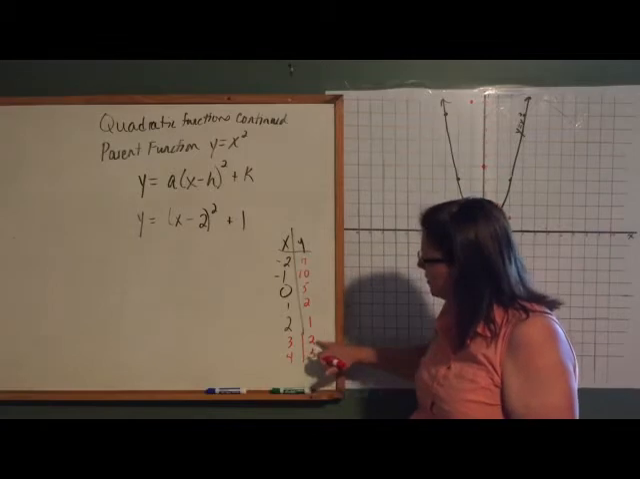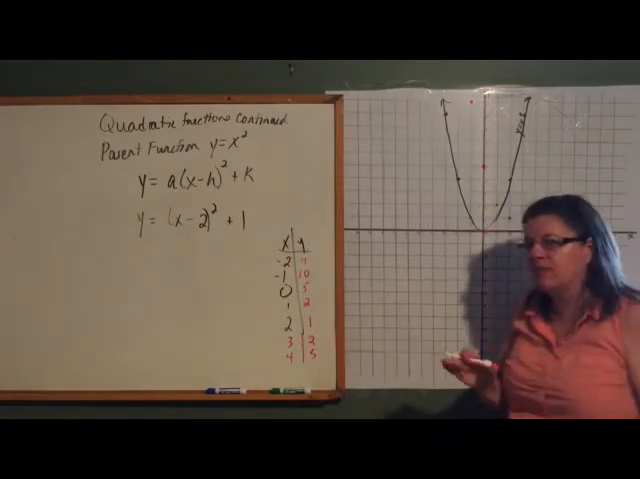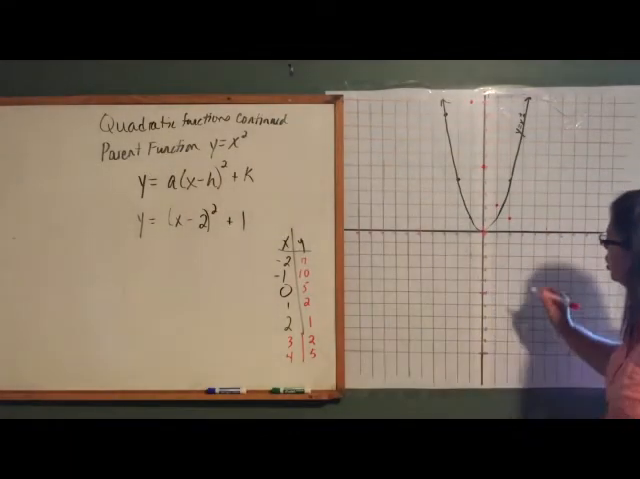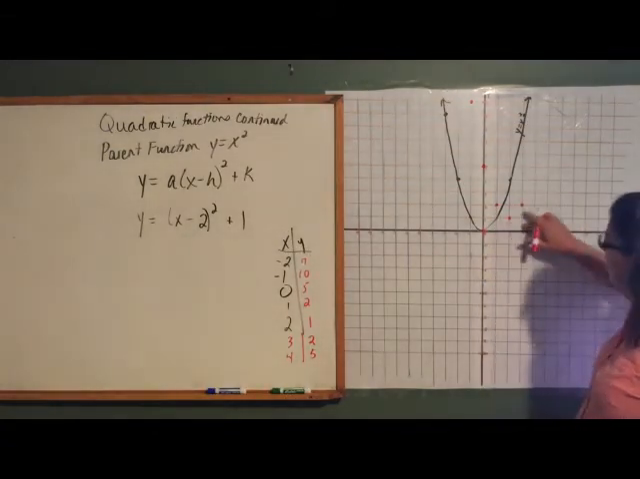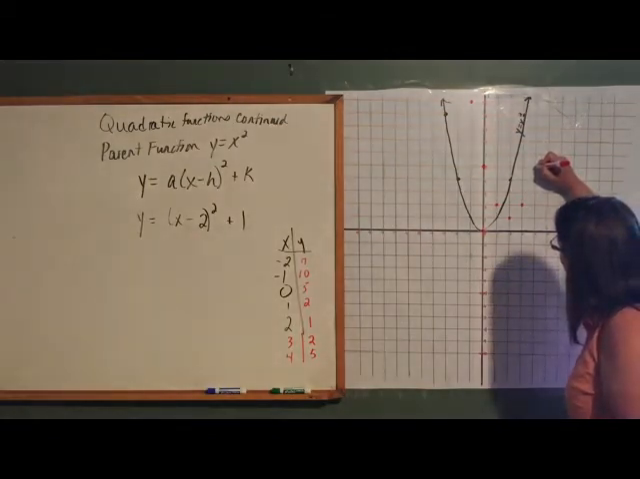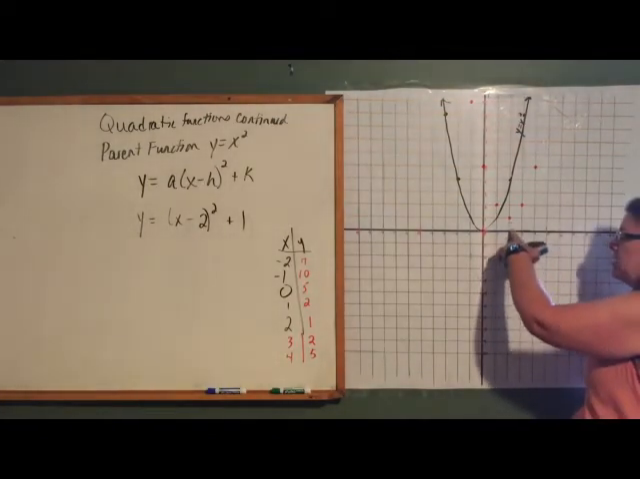Well, now look at this. My numbers are starting to repeat. So that tells me that I'm probably getting the other side of the parabola here. 3, 2, right? 3 up 2. And look at that. You can see it has done the curve. And 4, 5. So it looks to me like my vertex is right here at 2, 1.